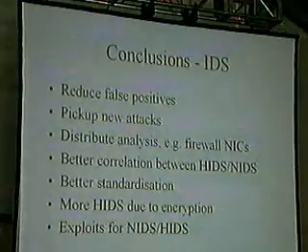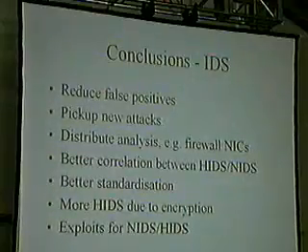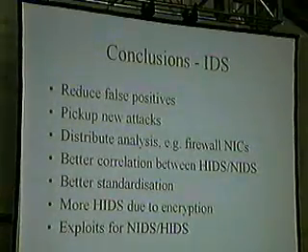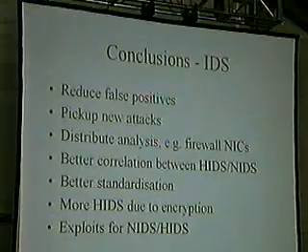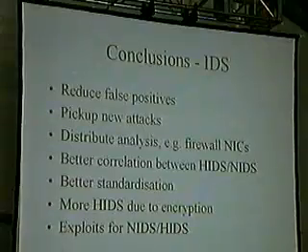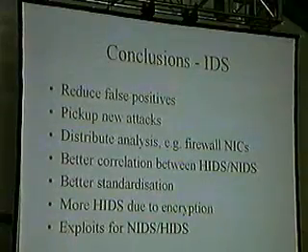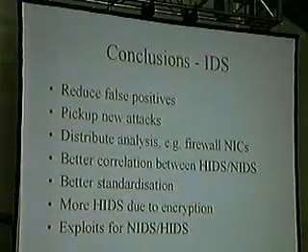We're starting to distribute analysis. I think 3Com produce NICs with firewalling capabilities, and apparently they can do IDS work as well. I've heard today that that's quite poor, though. Then there's better correlation, which the previous presentation actually covered.